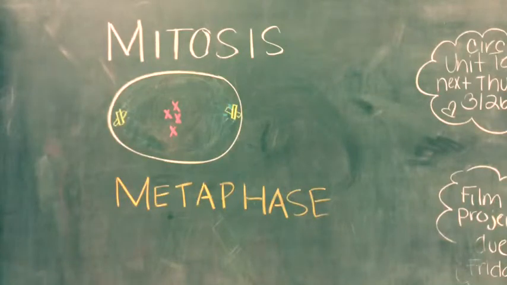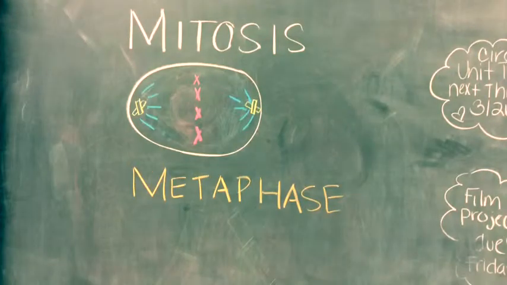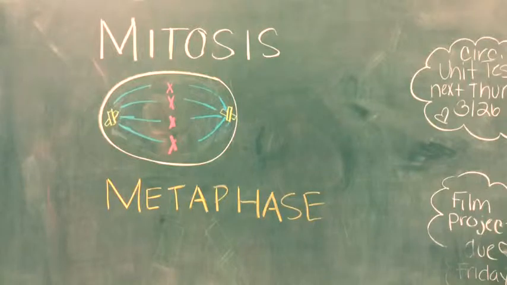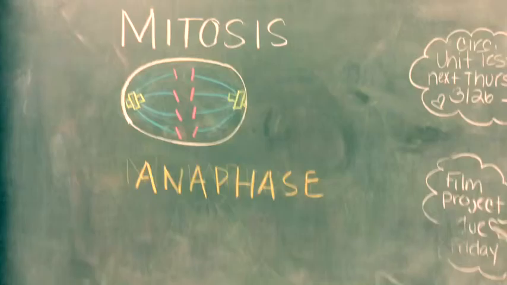The next phase of mitosis is called metaphase, where the centrioles shoot spindle fibers, attaching to each chromosome pair and lining them up in the middle of the cell. The next stage is anaphase, where the spindle fibers shorten, pulling the chromatids to opposite ends of the cell.